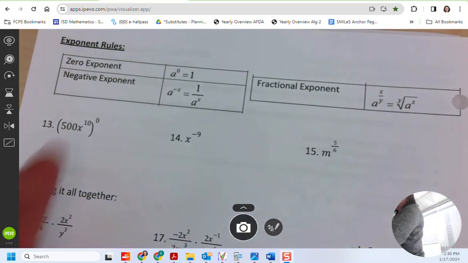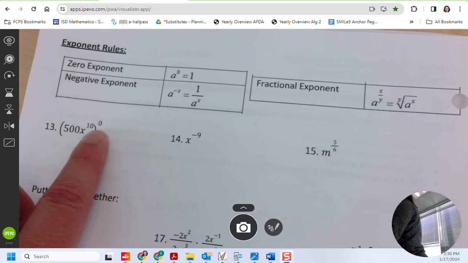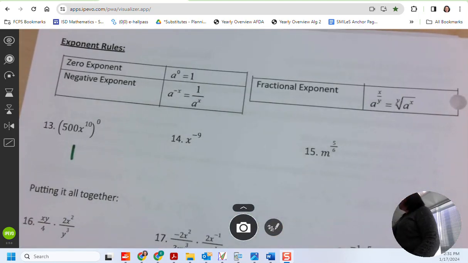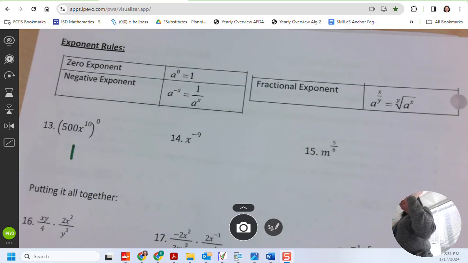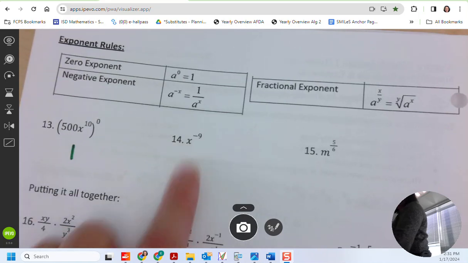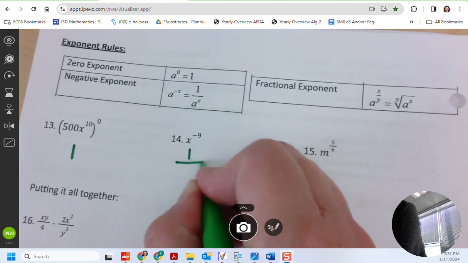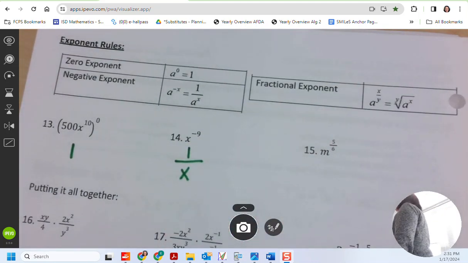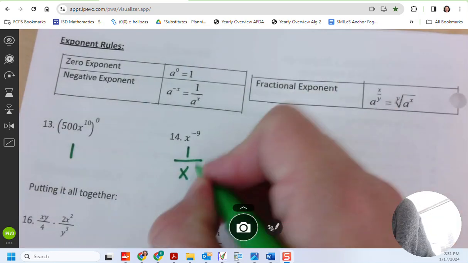Anything to the 0 power is what? 1. So your answer is just 1. All of that is being raised to the 0 power. Those parentheses hold it all together. So that's just 1. Okay? Negative exponent means we have to take the what? Starts with R. Reciprocal. 1 over x, and then your exponent is no longer negative 9, it's what? It's positive 9.